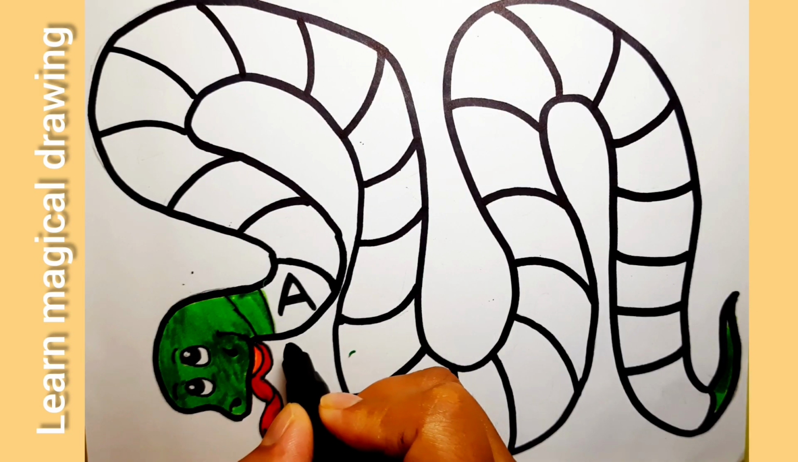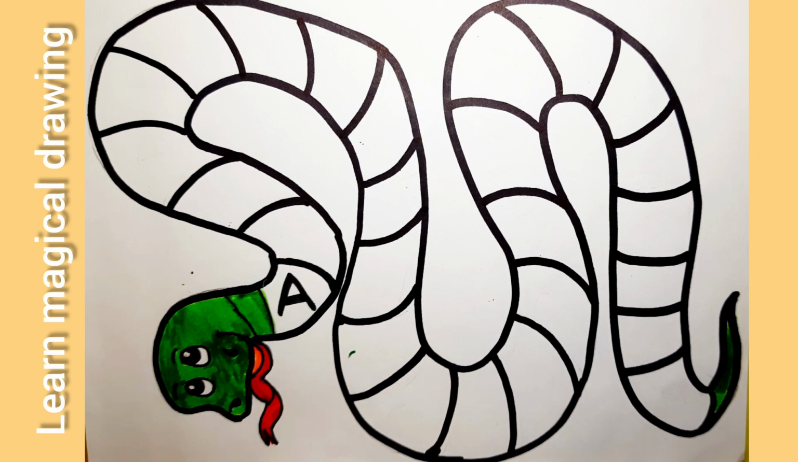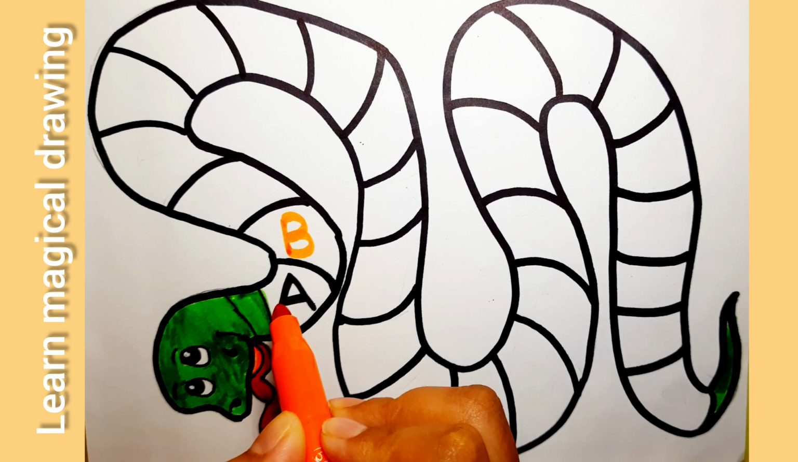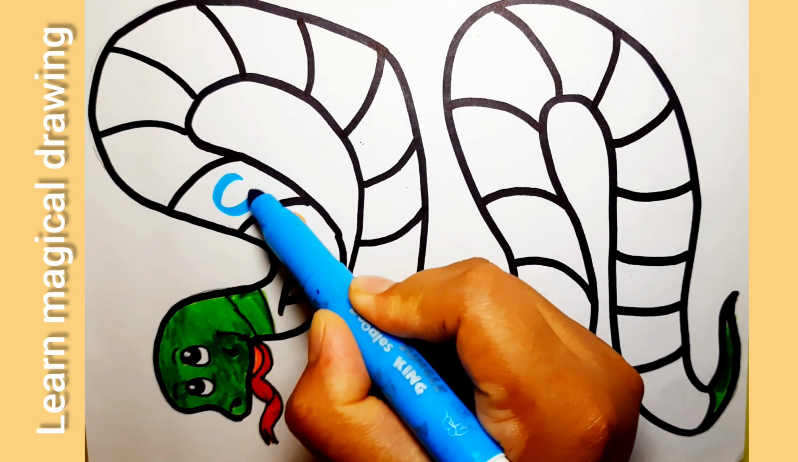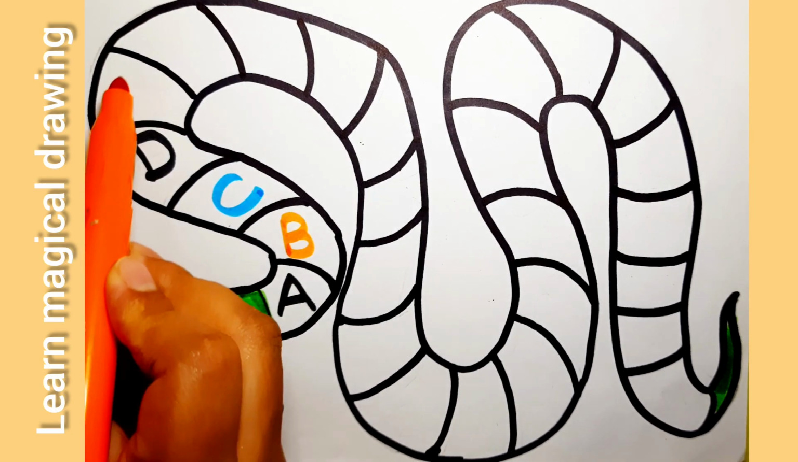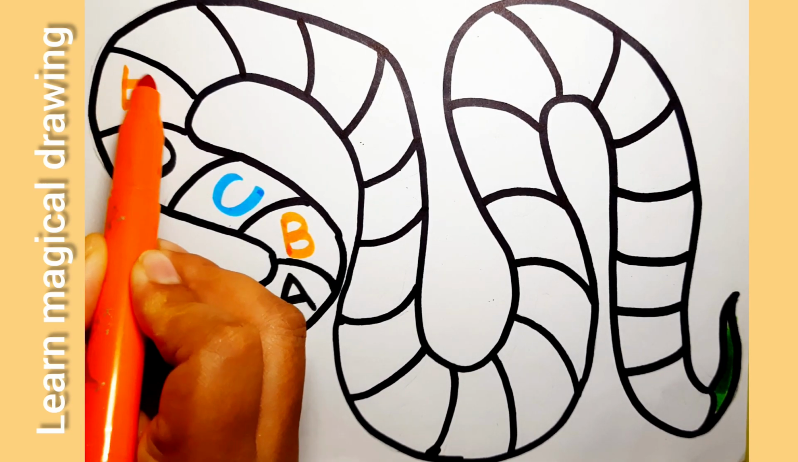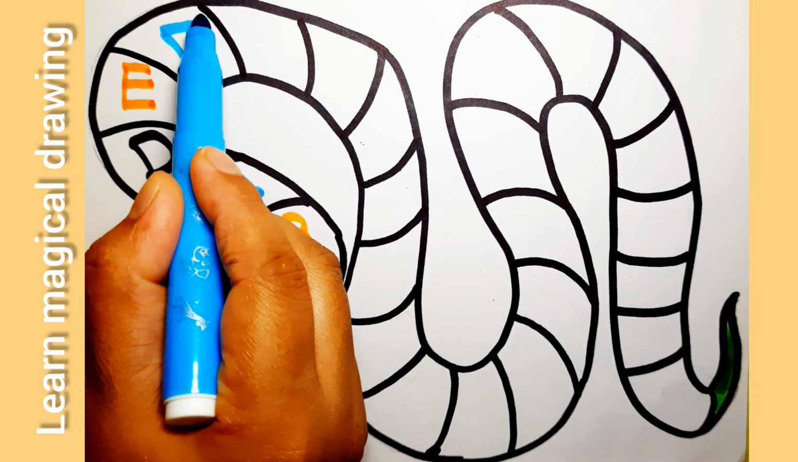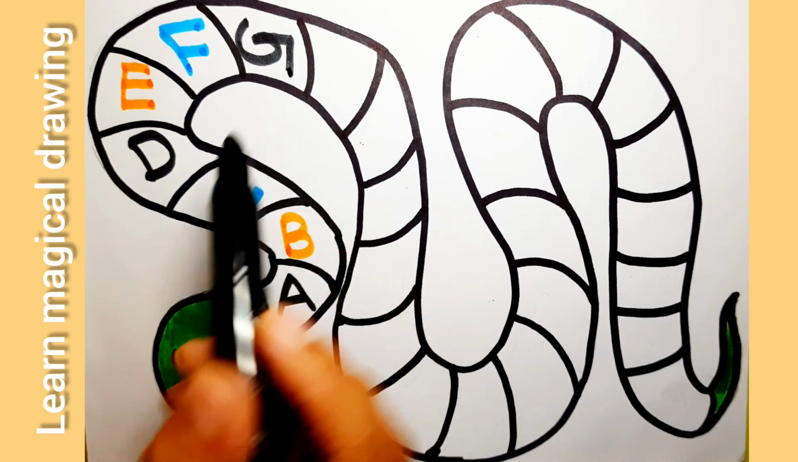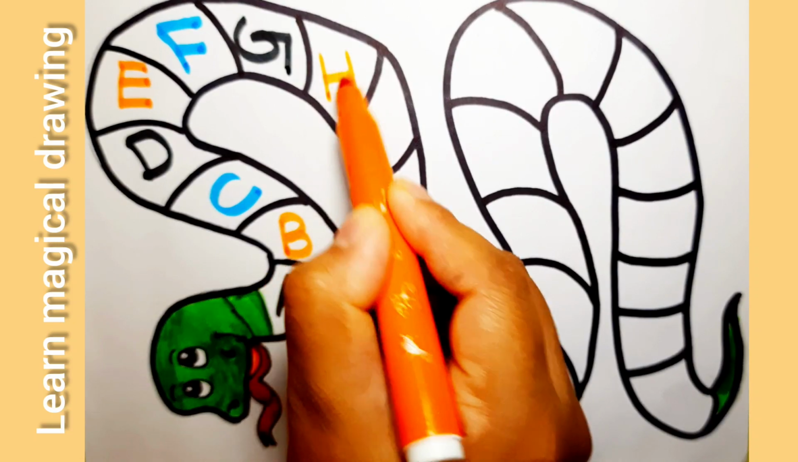A for aeroplane. B for book. C for cat. D for dog. E for elephant. F for fish. G for grapes. H for hen.